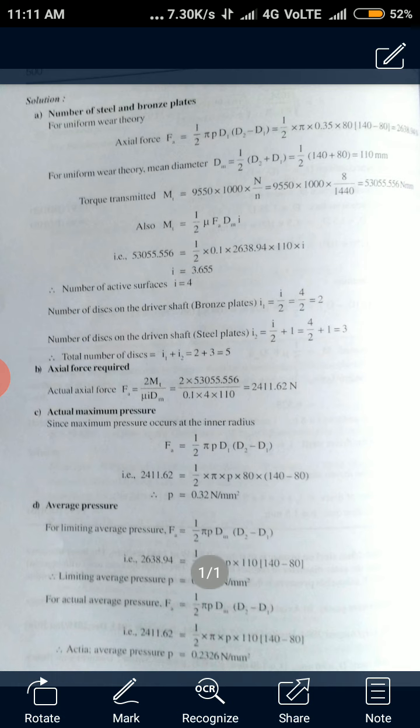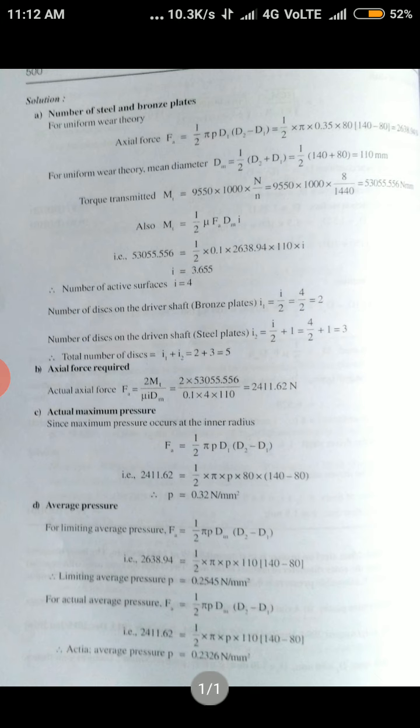Then we calculate the maximum pressure. Fa equal to 1 by 2 pi p d1 into bracket d2 minus d1. So what you got here, the pressure p value, is again based on the i value. Fa you calculated here with the i value, and next the pressure p is also based on the i value. So just what you calculated above: 2411.62 equals 1 by 2 pi p 80 into 140 minus 80. So p equal to 0.32. Again, as we did in the earlier problem, this p is based on the i value, the number of active surfaces.